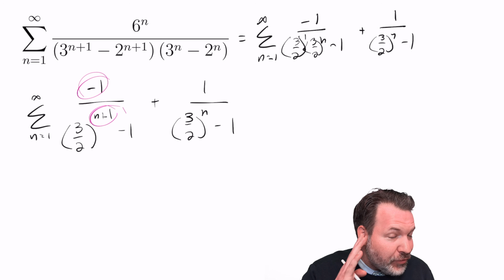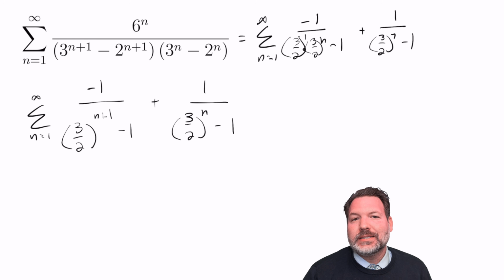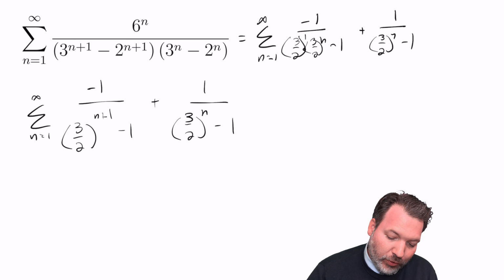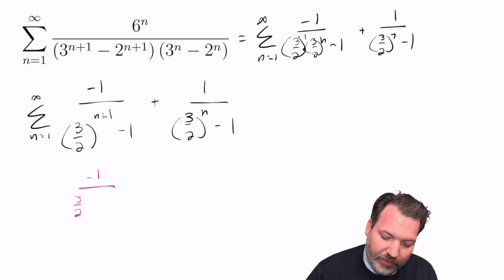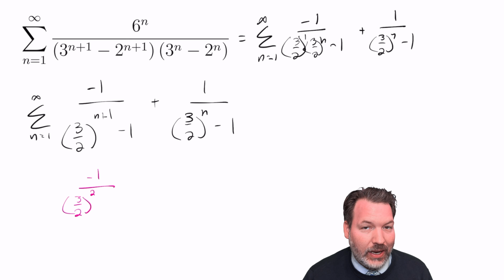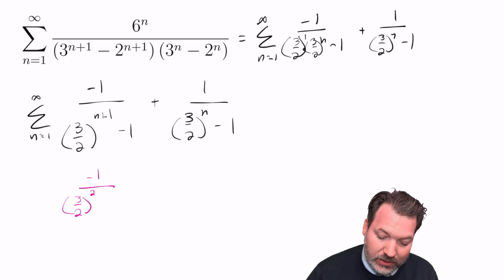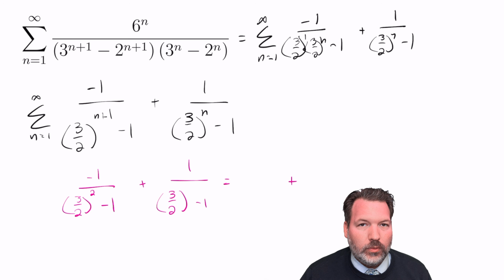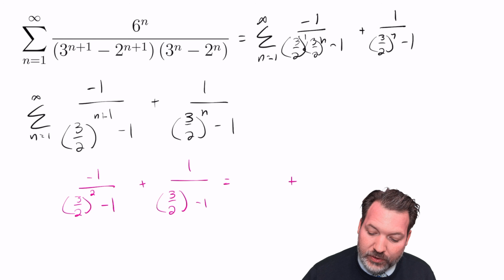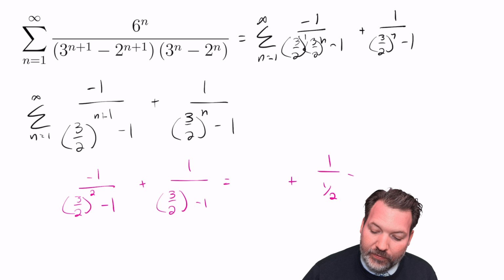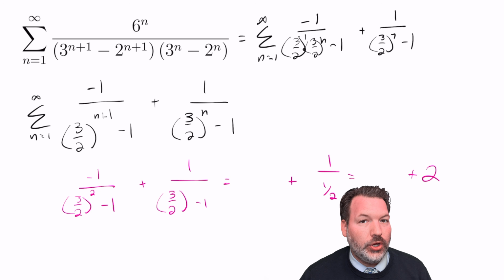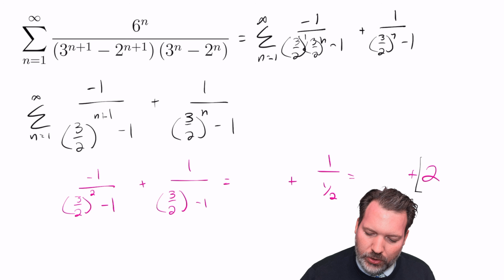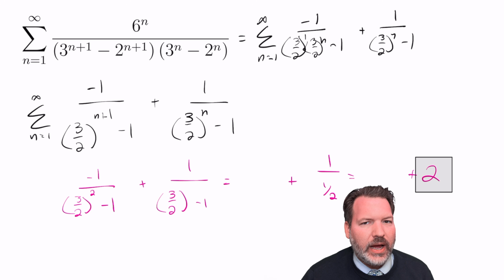Do you see it? Do you feel the cider in your ears? If I plug in something like n equals 1 right now, for this negative term, I'm going to get negative 1 over 3 halves to the second, because again, n equals 1, so the next n is 2, minus 1, and then I'm going to add that to 1 over 3 halves to the first minus 1. Well, 3 halves to the first is 3 halves, minus 1 is 1/2, and of course 1 over 1/2 is 2. That's interesting, right? Because 2 is what we said was the value of the entire series.